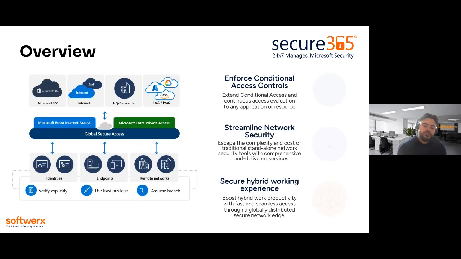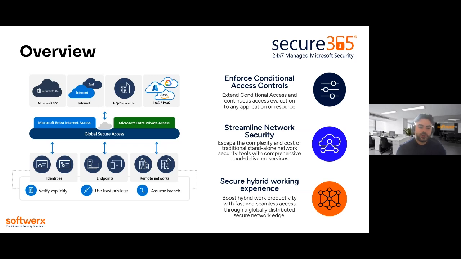So if we jump into an overview, to start us off, we'll have a look at Global Secure Access as a whole and what actually is that. Global Secure Access is made up of two core components, Microsoft Entra Internet Access and Microsoft Entra Private Access. Microsoft Entra Internet Access is the ability to provide ZTNA, or Zero Trust Network Access, controls to and from your endpoint devices out into the world of SaaS and the internet, as well as your Microsoft 365 endpoints such as SharePoint, Office, Outlook, all of that good stuff.